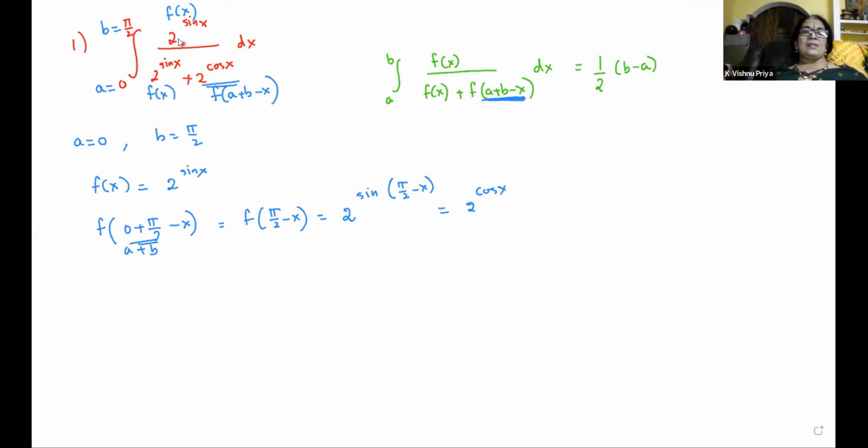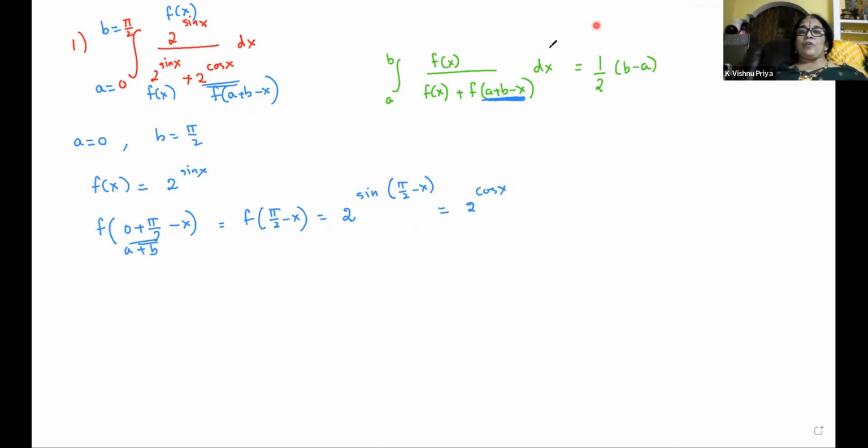f of x. Here also f of x. Down, f of x, the same f of x. f of a plus b minus x, f of a plus b minus x. See here, I did it for you. f of a plus b minus x, and I got 2 power cos x.